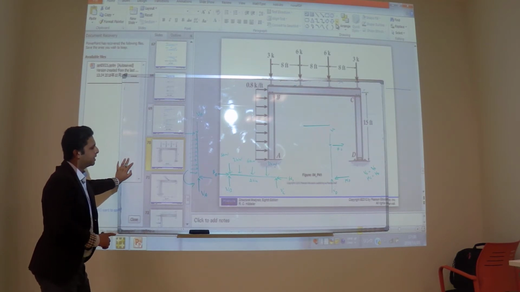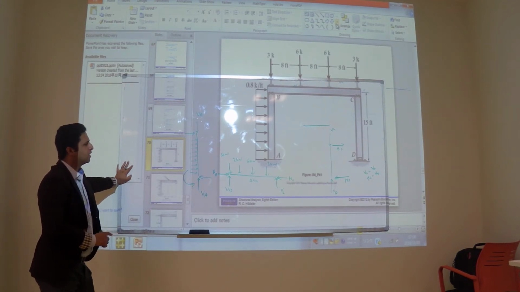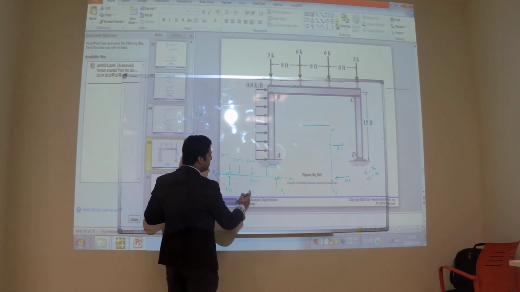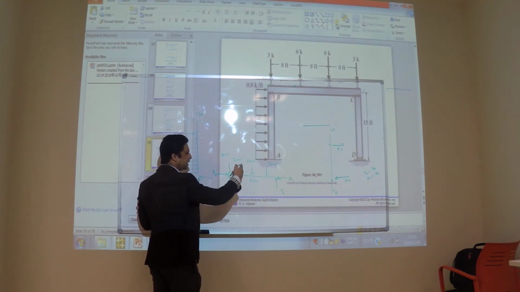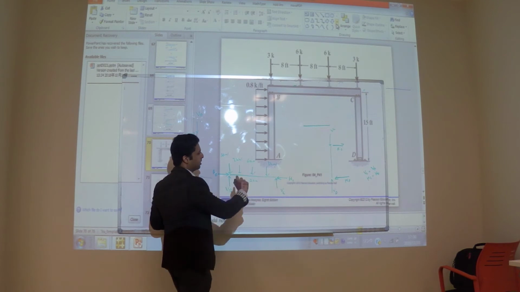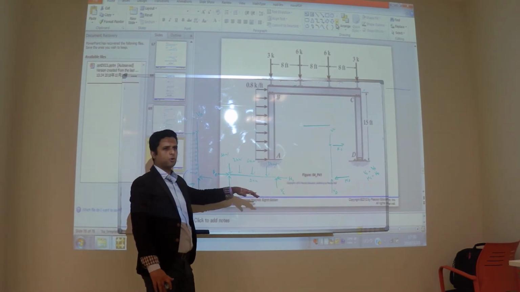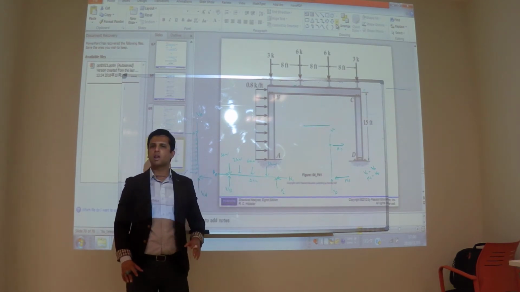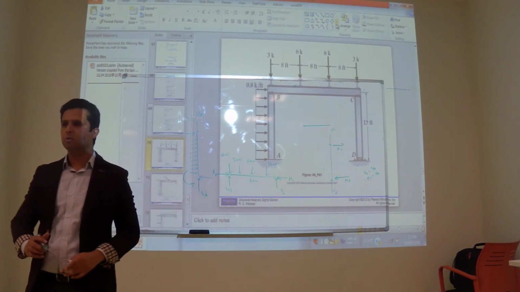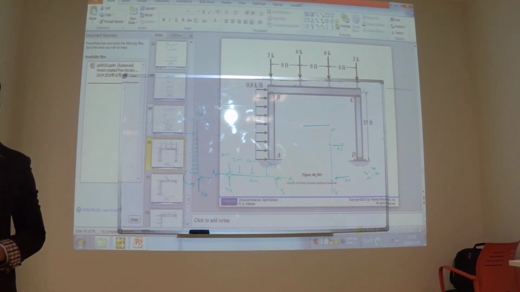But before that, what I was telling you is that with VC and VB, you can draw the shear force and bending moment diagram for this beam. How many of you do not understand till now? Do not understand?